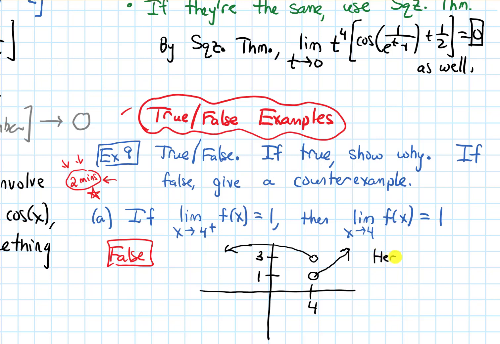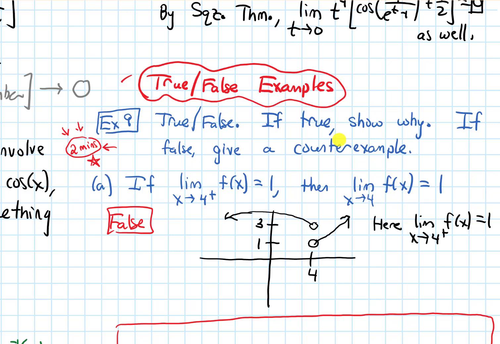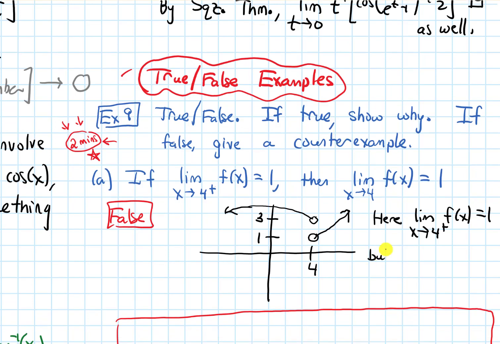So let's give a quick explanation here. The limit as x approaches 4 from the right of f of x does equal 1, like I need it to be, but the conclusion that the limit as x approaches 4 overall, the two-sided limit, is not equal to 1. That means it is not equal to 1, like I need it to be. So this is a counterexample showing it's false.